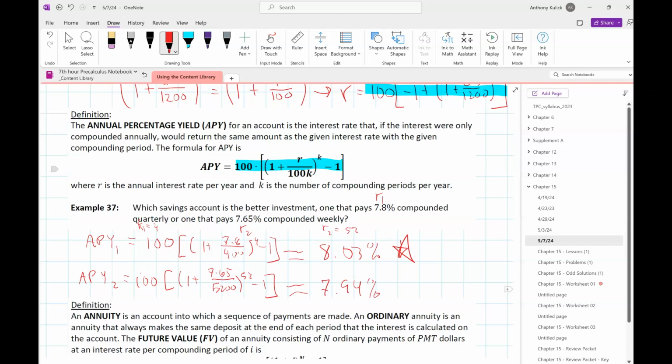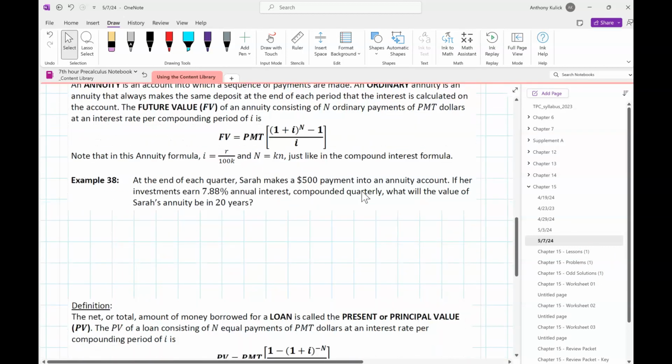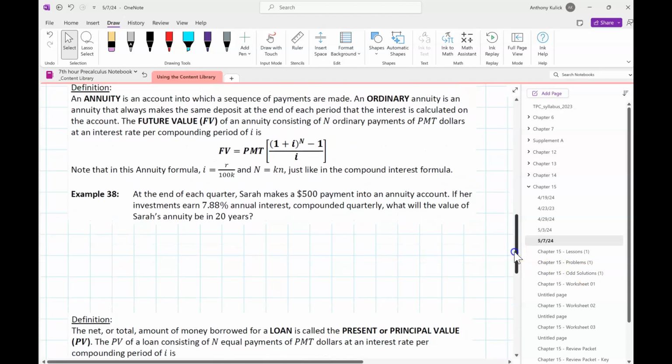Everybody feel good so far? No big deal, right? We're just basically plugging stuff into a formula, right? Trying to give you a little bit more context of why someone would want to do this. All right, let's take a look at some annuities.